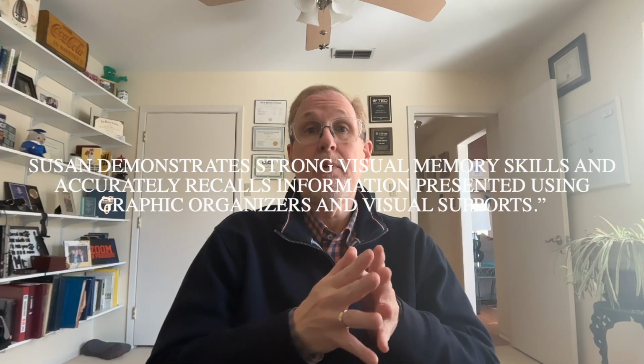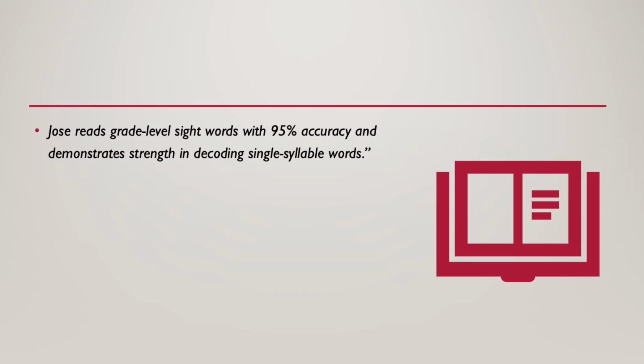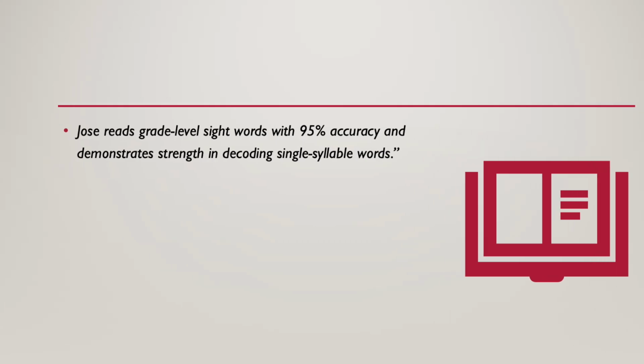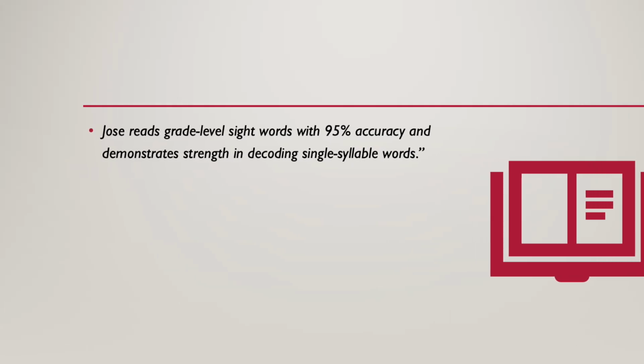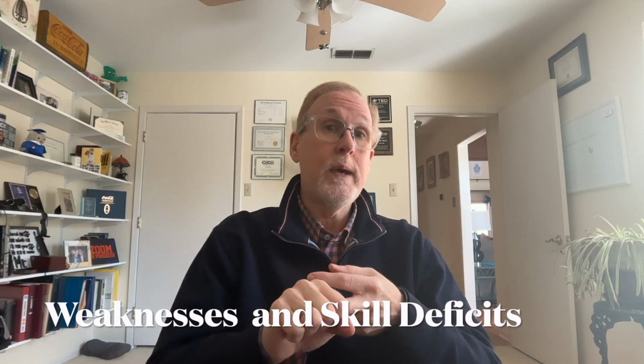Here's another example. Jose reads grade level sight words with 95% accuracy and demonstrates strength in decoding single syllable words. Of both of those strong statements, you saw that they were specific, they were observable, and they were useful for instruction. Along with our strengths, we also talk about weaknesses and skill deficits.